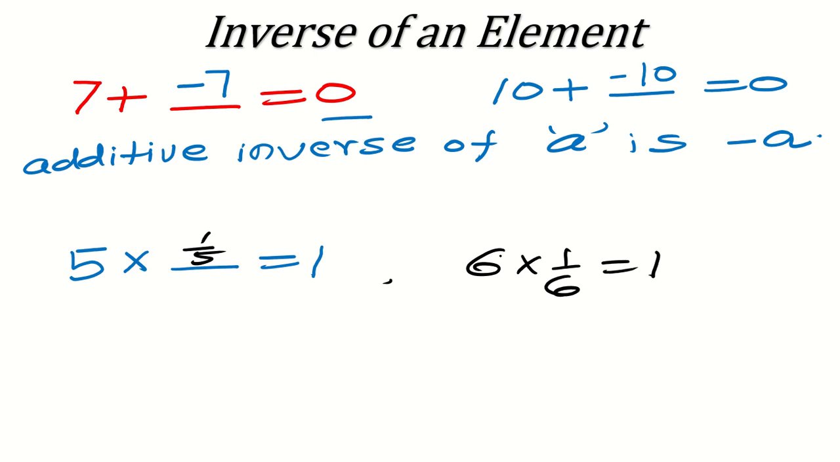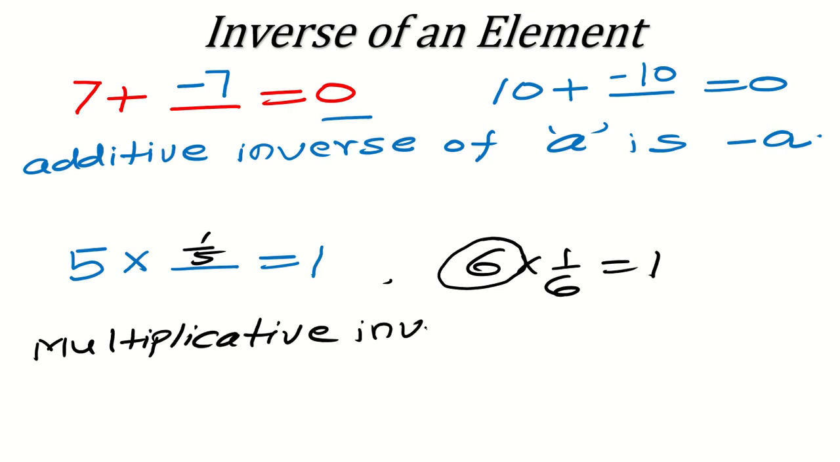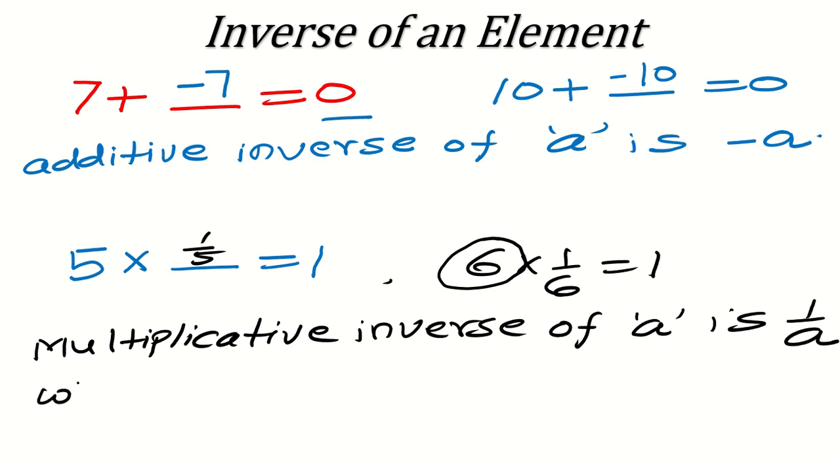So here you can understand one more thing, that of course this number cannot be 0, because if you make it 0, then 1 upon 0 will not be a valid number. So this is called multiplicative inverse. Multiplicative inverse of A is 1 over A, where A is not equal to 0.